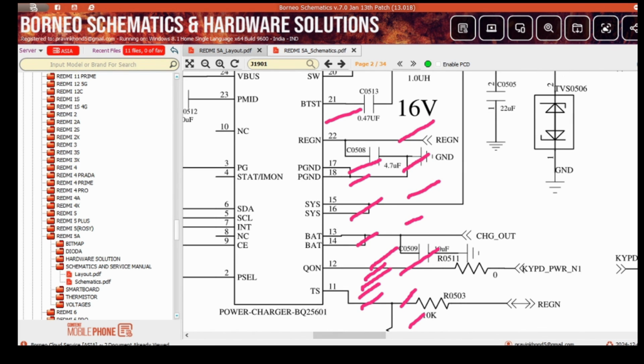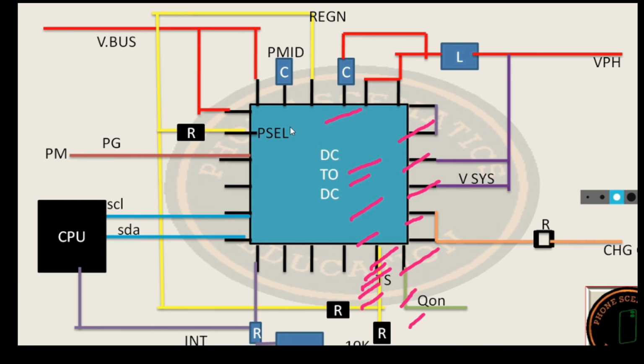Let's go to the block diagram. I am explaining all these lines, and next I will explain the fuel gauge IC. I hope you understood each and every line.